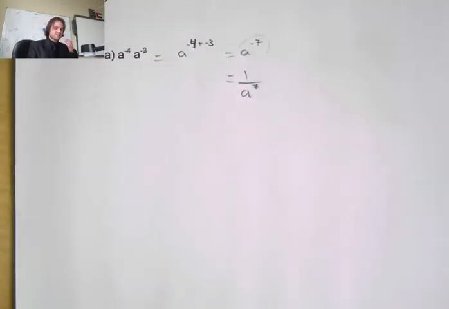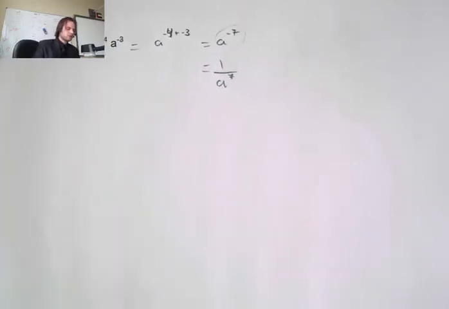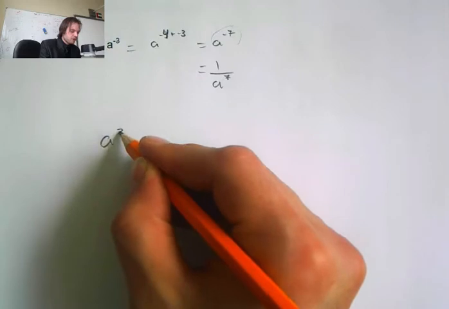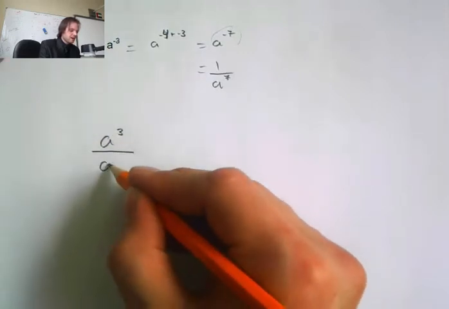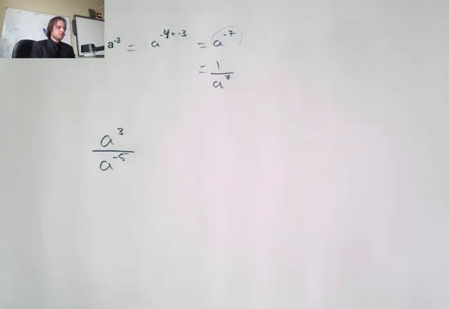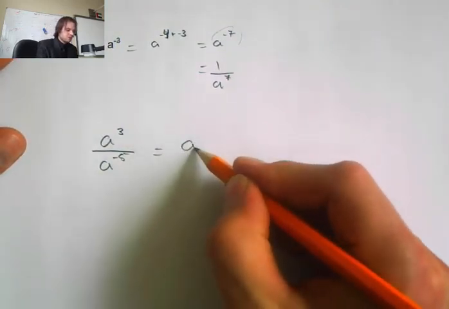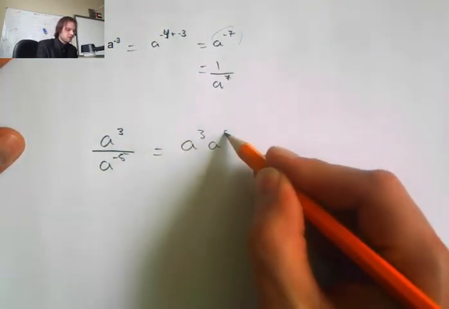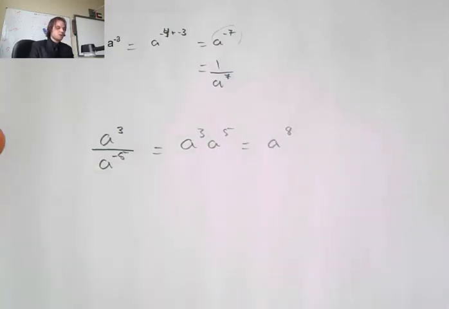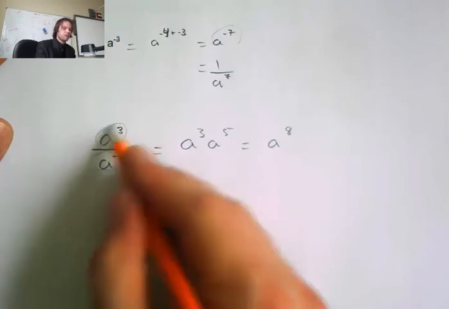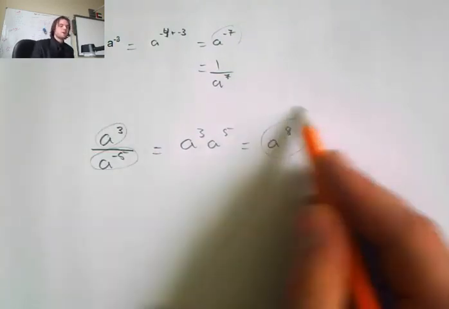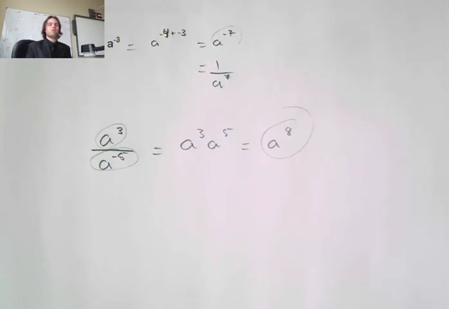I'll give you one more example that's a little bit more complicated. Let's try this one here. If I have a to the 3 divided by a to the negative 5, well, what's that going to be? This is the same as a to the 3 multiplied by a to the 5, which gives me a to the 8. Okay? We just flipped this one. This one's negative, not that one. We only flipped the negative exponent. So that's one more example for you to think about and look at.